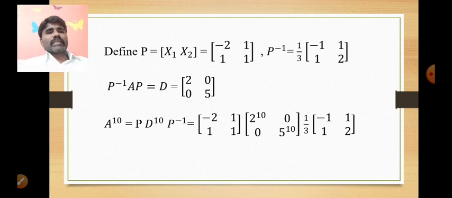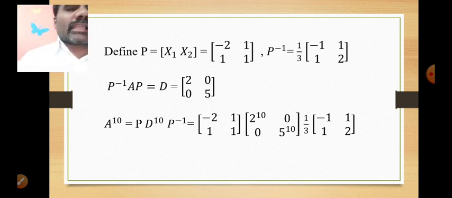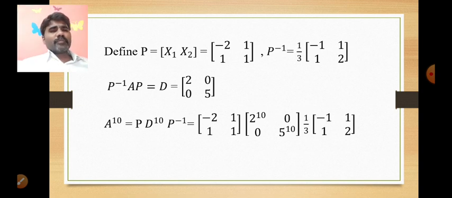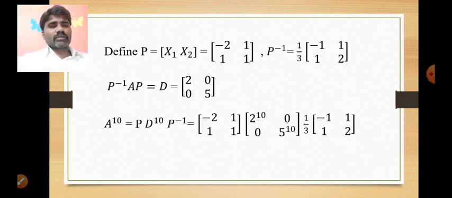Now using this diagonalization method we can calculate higher powers of A. That's why A power 10 equals P D power 10 P inverse. P is (minus 2, 1; 1, 1), D power 10 is (2 power 10, 0; 0, 5 power 10), and P inverse is 1 by 3 times (minus 1, 1; 1, 2).